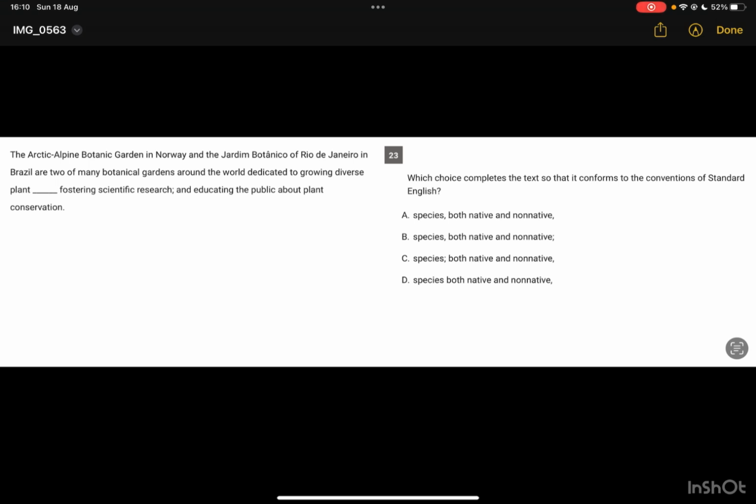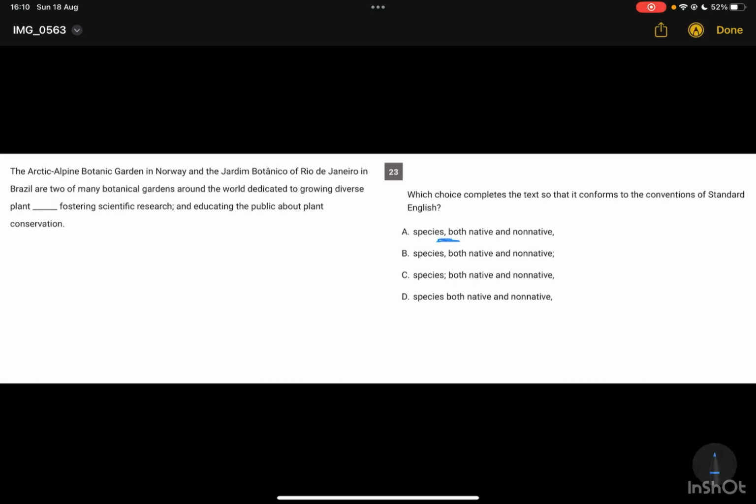So for A, that's incorrect because a comma after non-native can't be used in this way to separate items in a complex series. So we're going to cross that out.